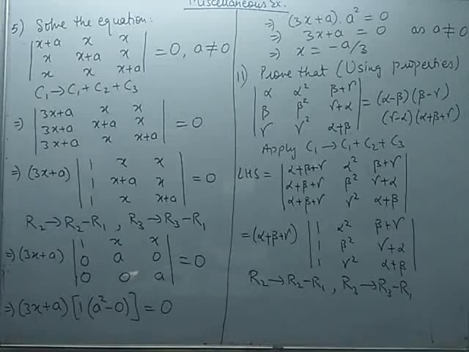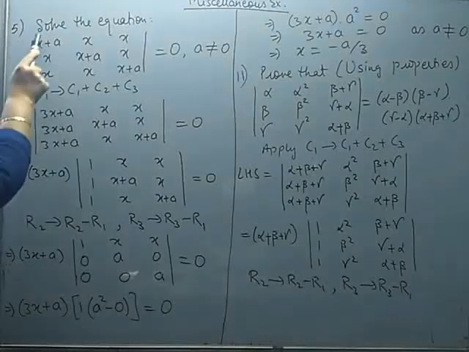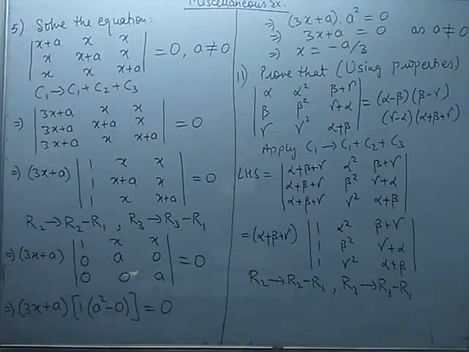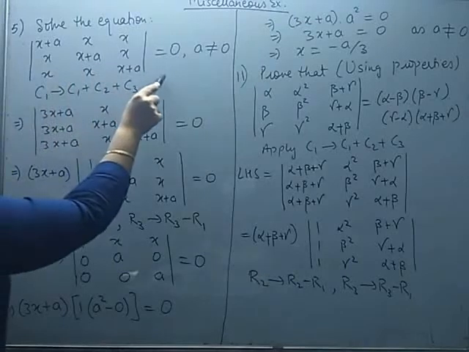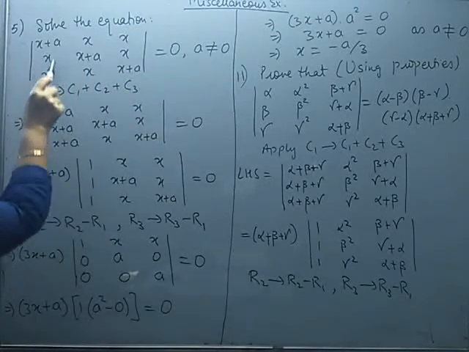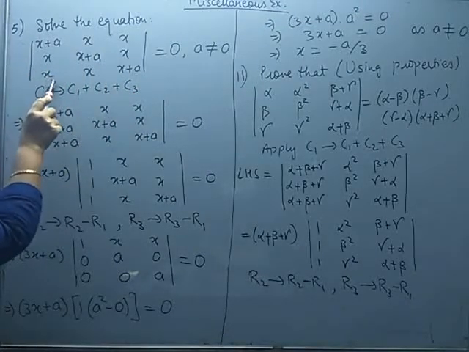Taking some more examples from the miscellaneous exercise. This is question number 5, which says solve the equation. You need to understand the difference whether they are asking us to prove it or they are asking us to solve it. Here it is solving the equation. That means we have to calculate the value of the variable, which is x here.